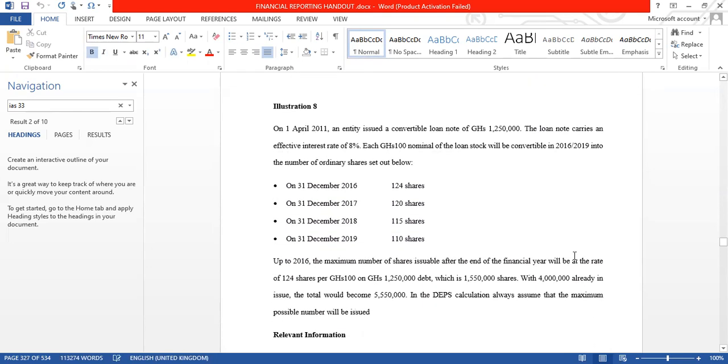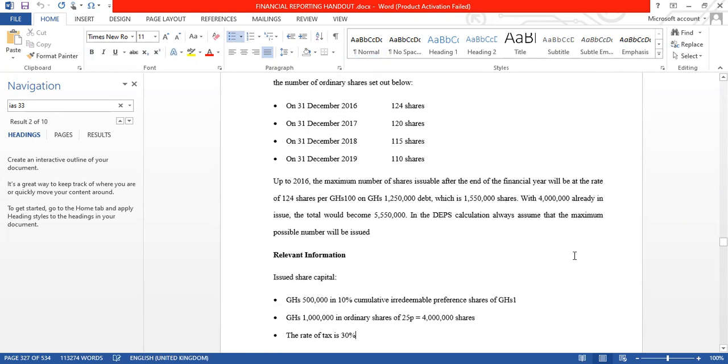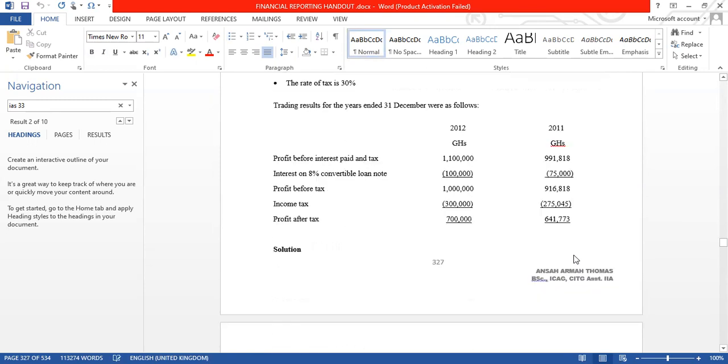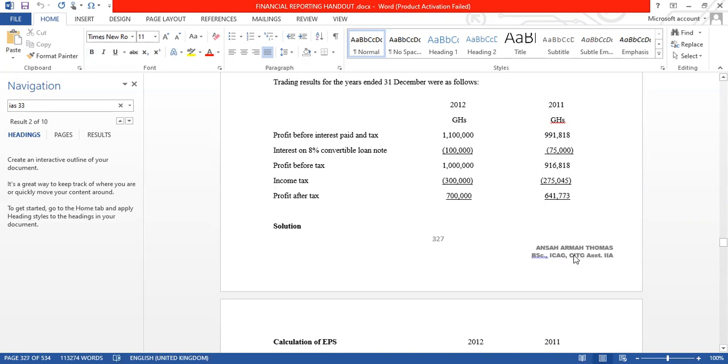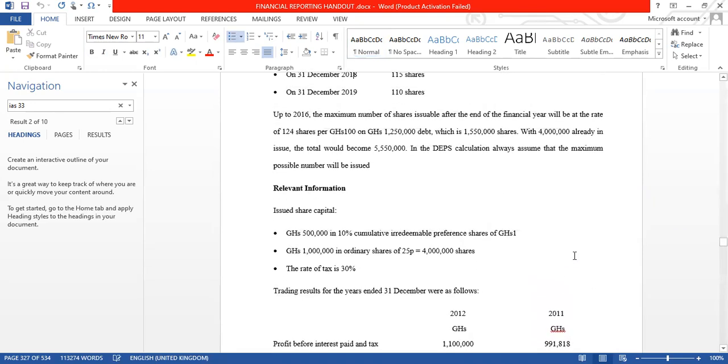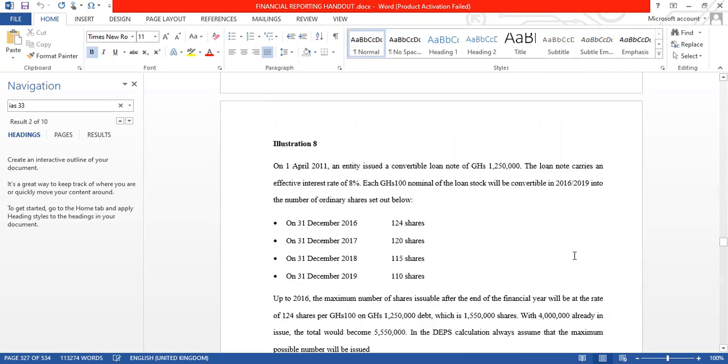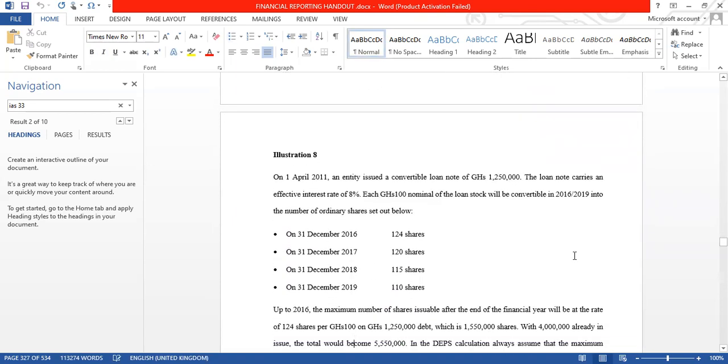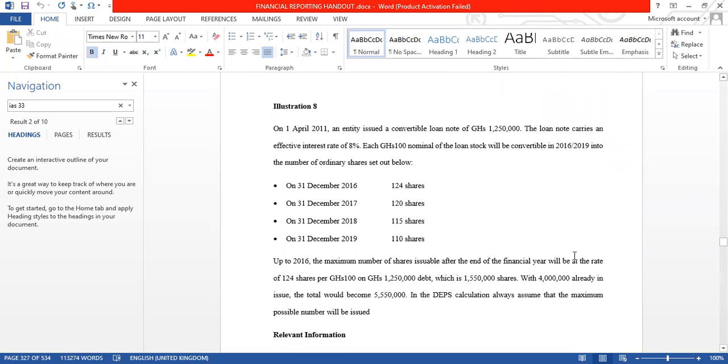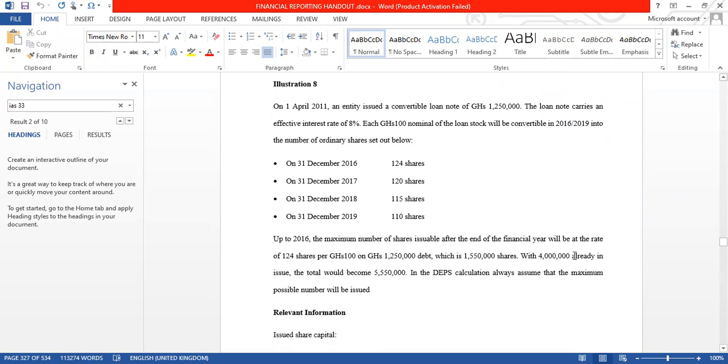So you have an example here with some other relevant information. So what you need to do, look at the question well. So you have on April 1, the entity issued convertible loans for 1.250. The loan stock carries effective rate of 8%. So that is your rate. 100% nominal on the loan stock, convertible in 2016 to 2019 into ordinary shares.